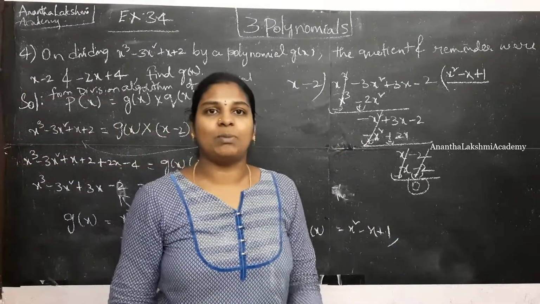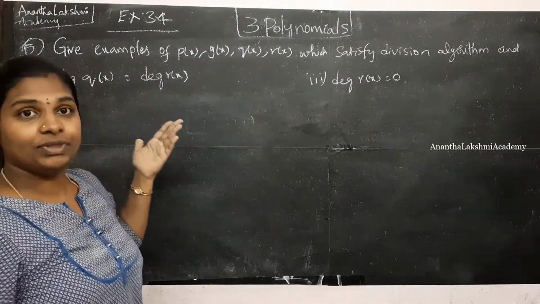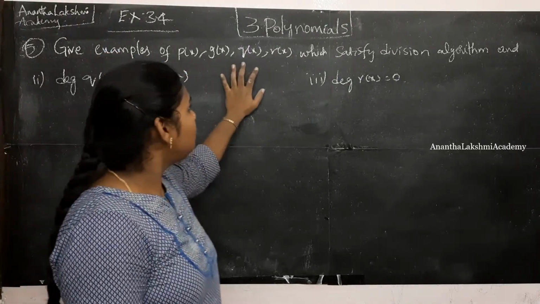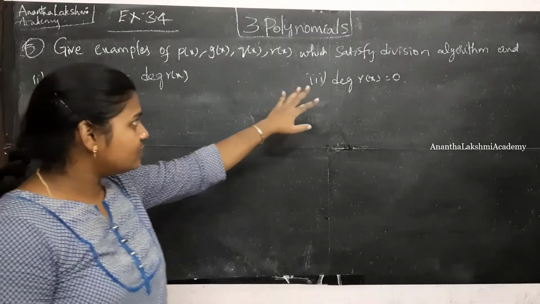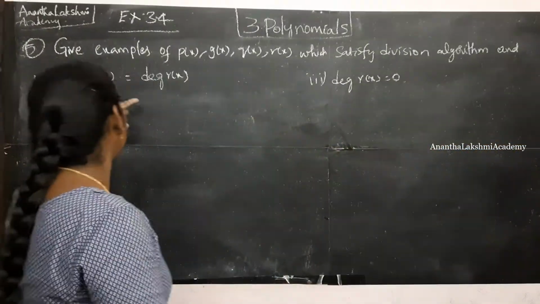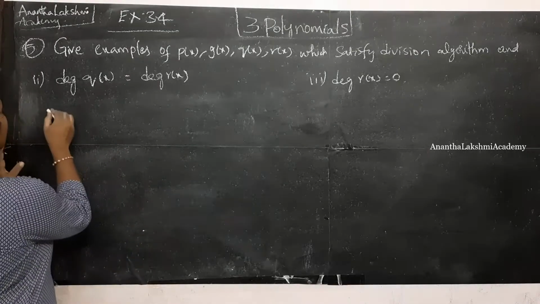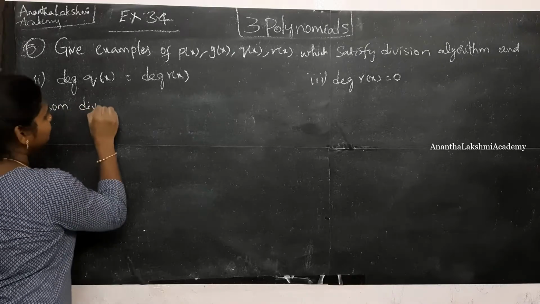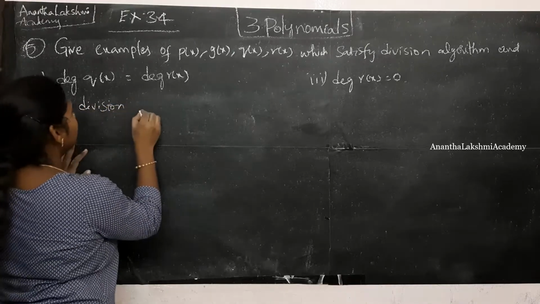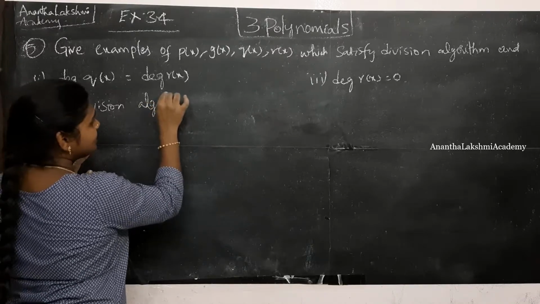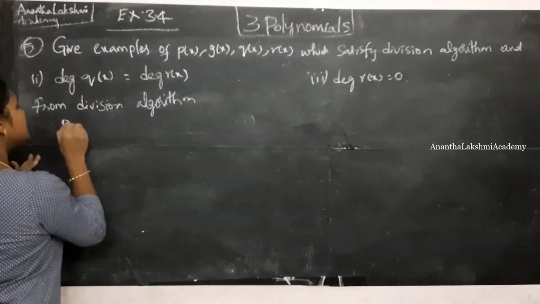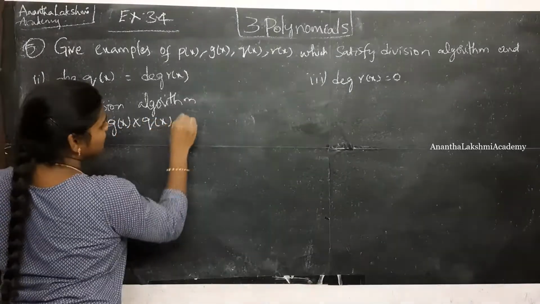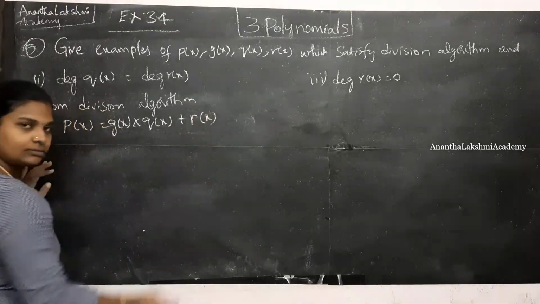Let's jump into problem number 5. So here the last problem of the exercise, which is the 5th problem, they are asking us to give examples of p of x, g of x, q of x, r of x which satisfy the division algorithm and whatever condition they gave. So we have the division algorithm, right? What does it say? P of x is equal to g of x into q of x plus r of x. That's what it says, right?